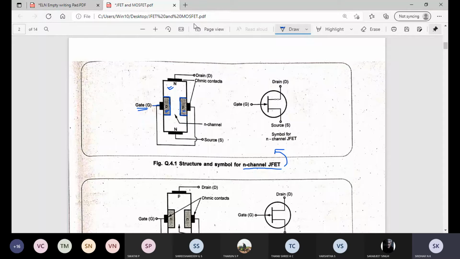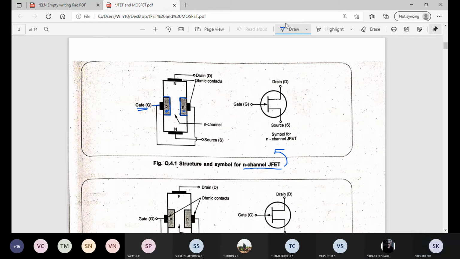The other two terminals are taken out at the two ends of the channel, that is, the N type semiconductor. The charge carriers will move from source to drain. The channel means the road or path on which the charge carriers move. In this case it is N channel, because the majority charge carriers here are electrons.